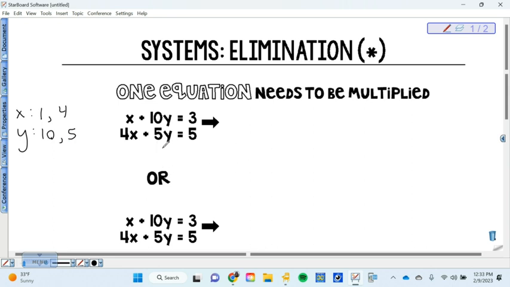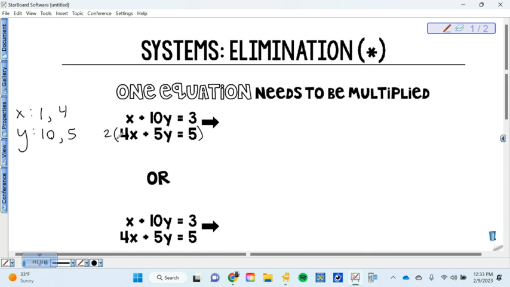I could multiply 5 by 2, which means I'd have to multiply the whole equation by 2. So that's one option. I have another option too. Can you think of something else? How would I cancel out my x's? Multiply by 4. You could divide this second equation by 4, but then you'd end up with 5 fourths. So multiplying, you'll always end up with whole numbers.